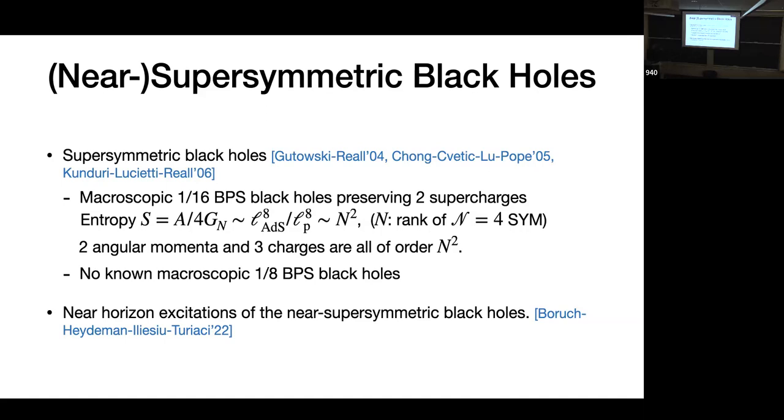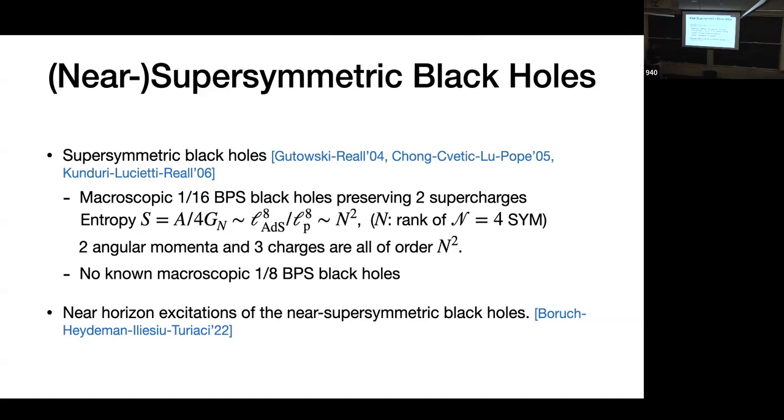And so they are actually the only black holes. You can try to see if I can preserve more supersymmetry and still have a macroscopic black hole. But it turns out that there are no known macroscopic black holes with 1/8 BPS, I mean, no 1/8 BPS macroscopic black hole. That means if I try to preserve more supersymmetry, I do not have any black hole solution.